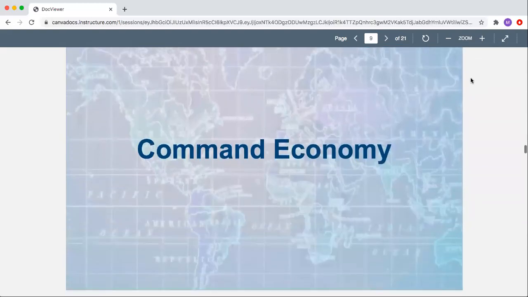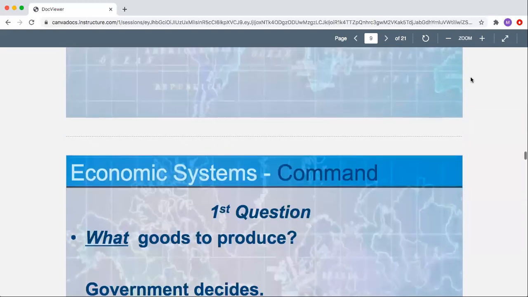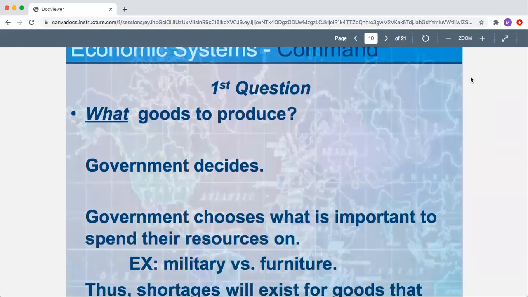So we get to command. Command's very different. So the first question again is what goods to produce. So what are you going to make? What are these businesses going to make? Well, in a command economy, the government decides that. They decide what they're going to be making. They choose what is important to spend their resources on.